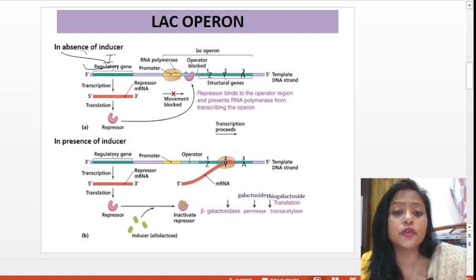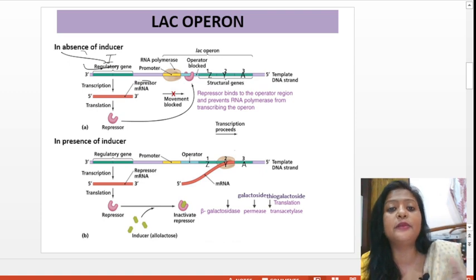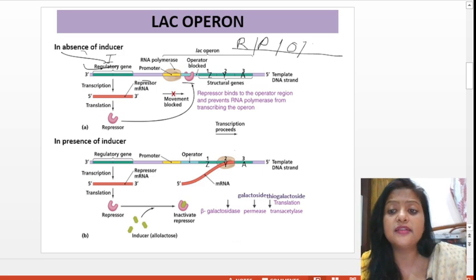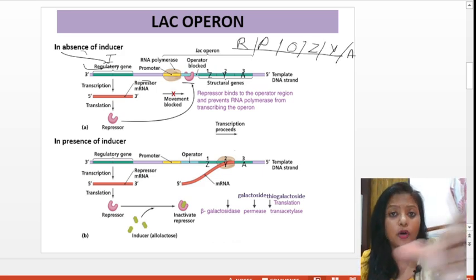Then we have the promoter. The promoter is the beginning of the operon, so it starts the operon. Then we come to the operator part. The operator is placed near the promoter. You can see this is the operator here. So the diagram is like this: the regulatory gene, then the promoter, then the operator, and then the three structural genes: Z, Y, and A. So the order is like this.